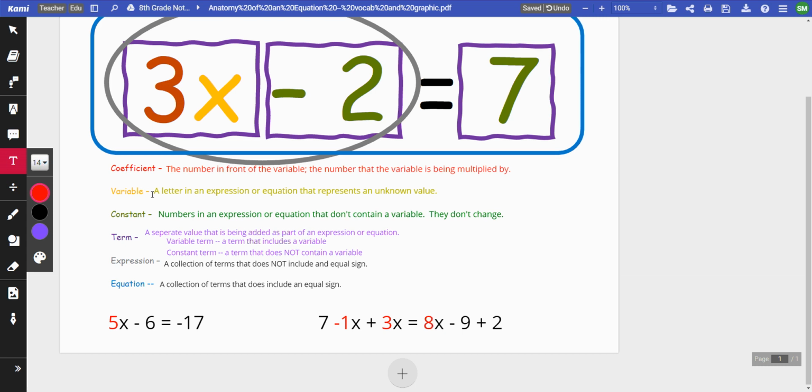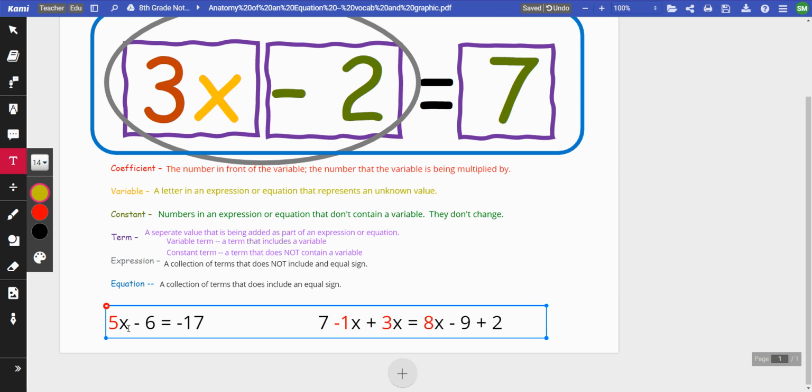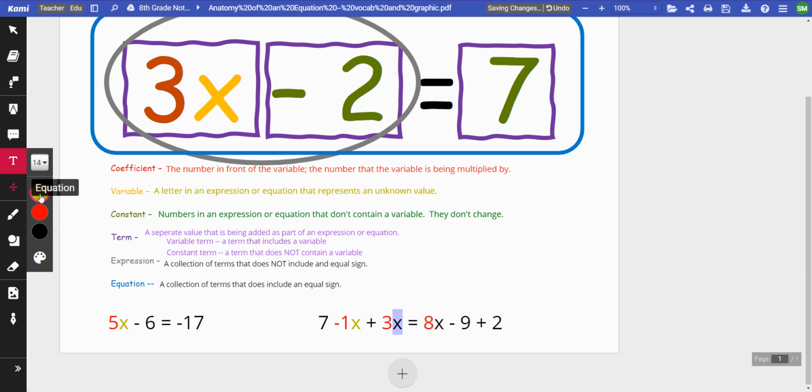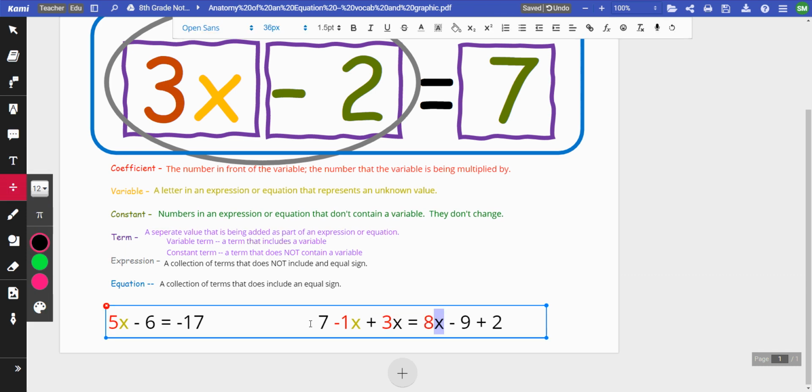Down here, a variable is a letter in an expression or equation that represents an unknown value. Okay, the variable is the letter. So I'm going to use this pukey green color, and I'm going to change all my variables to that lovely pukey green color. There was an x. I don't have any more letters here. Here, this is an x, and this is an x, and this is an x.